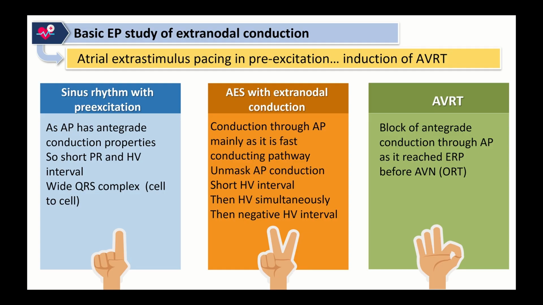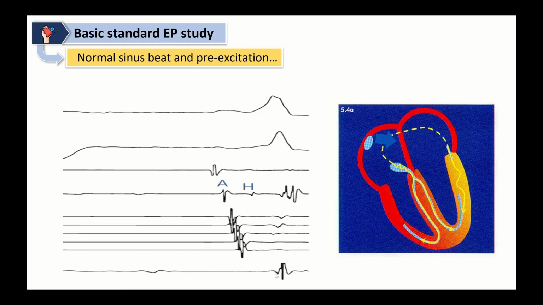We will unmask the accessory pathway: shorter HV, then simultaneous HV activation, then it becomes negative, then the accessory pathway has no more antegrade conduction, and there is initiation of what is called orthodromic reciprocating tachycardia: antegrade AV node, retrograde accessory pathway.